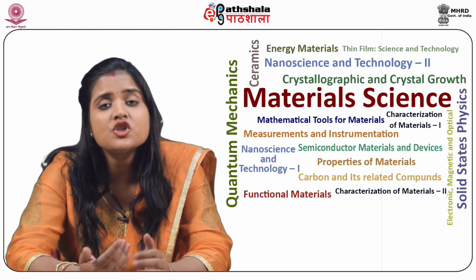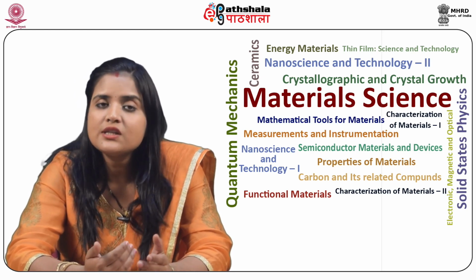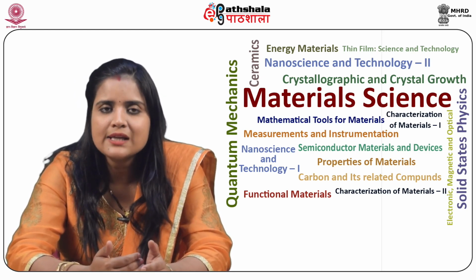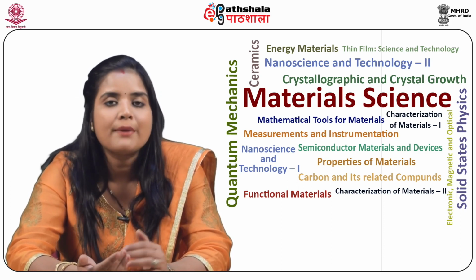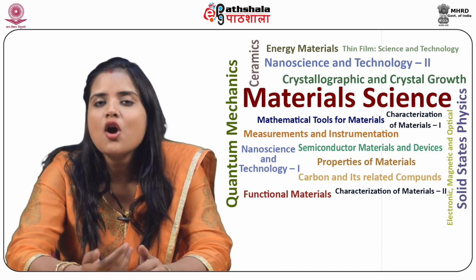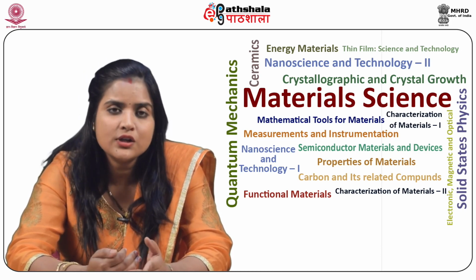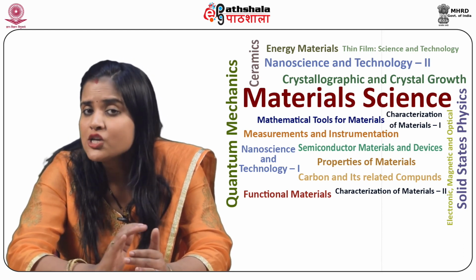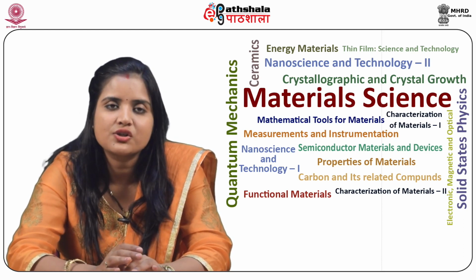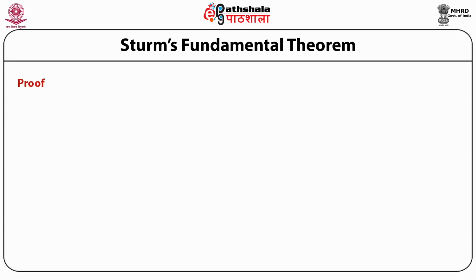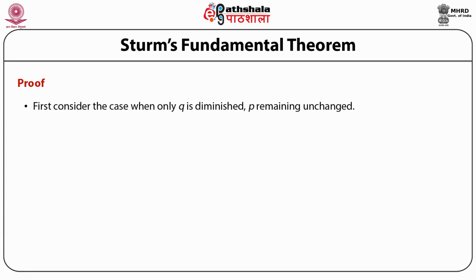The Sturm's fundamental theorem states that if the solutions of d by dx of p of x into dy by dx, minus q of x into y is equal to 0 oscillate on the interval a to b, they will oscillate more rapidly if p and q are diminished. Now, let us prove the Sturm's fundamental theorem. First, consider the case when only small q is diminished and small p is remaining unchanged.